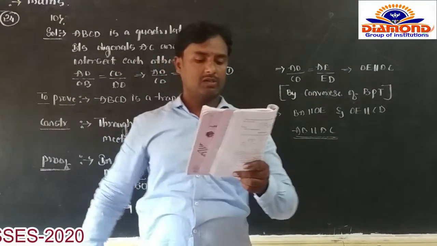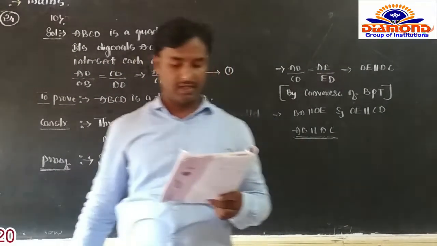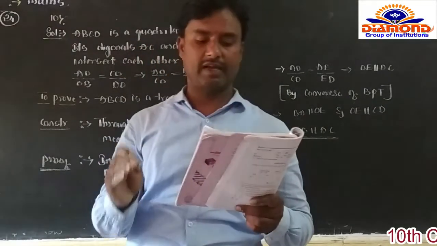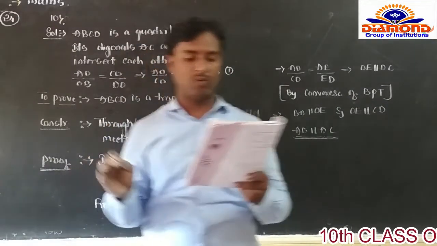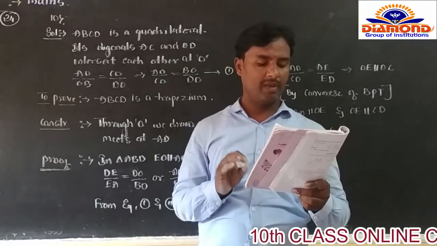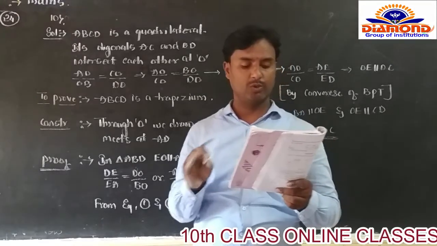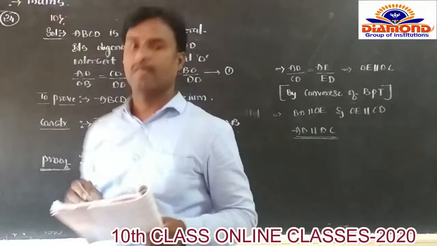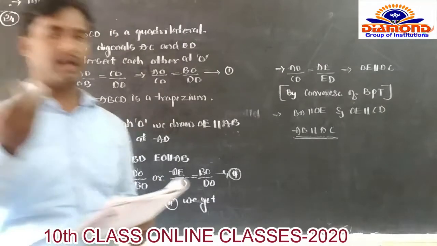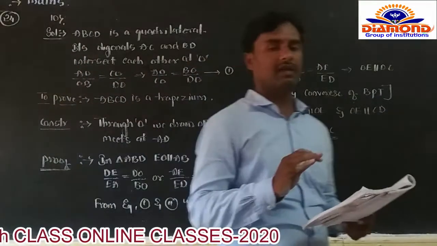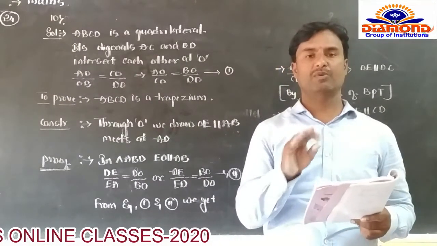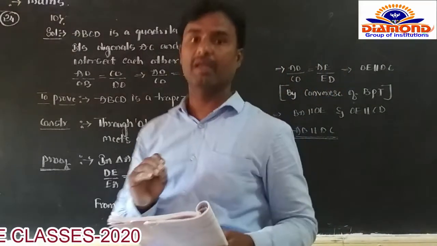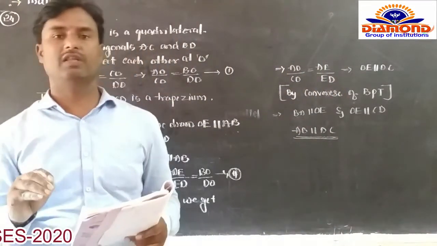The diagonals of the quadrilateral ABCD intersect each other at the point O such that AO by BO is equal to CO by DO. Show that ABCD is a trapezium. So what was in the previous question? There was a trapezium. Inside the trapezium, the triangles' sides were proportional, and we had to prove that. But now what do we do? The sides proportional is given.